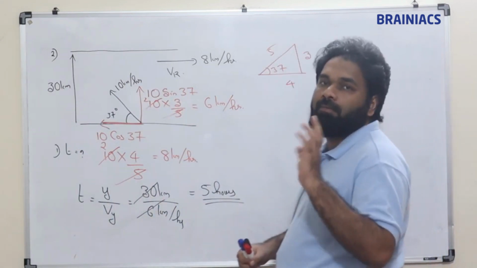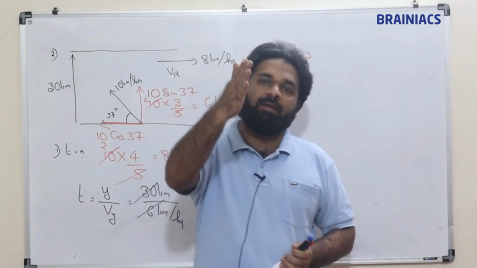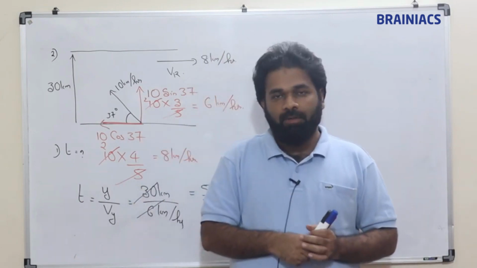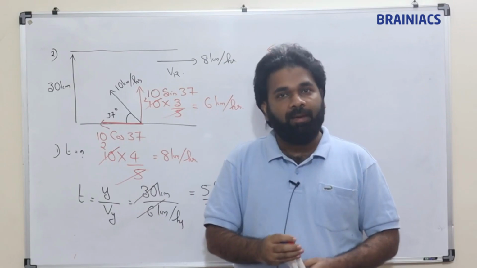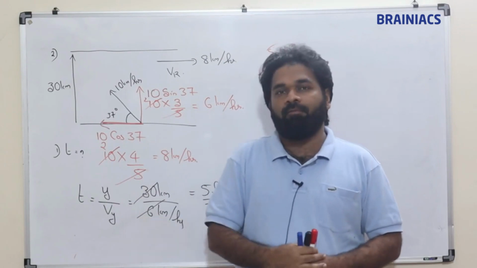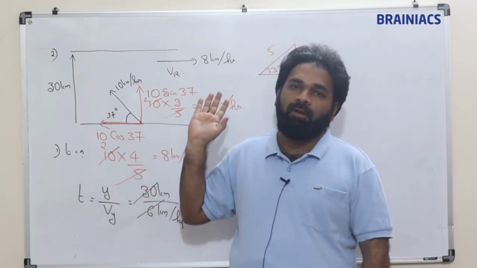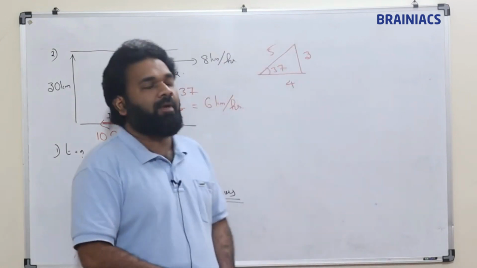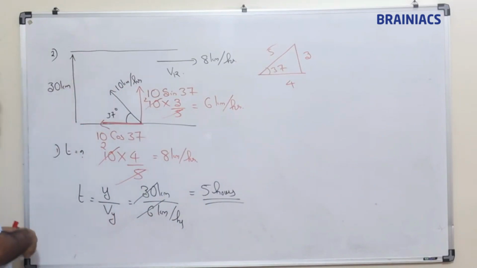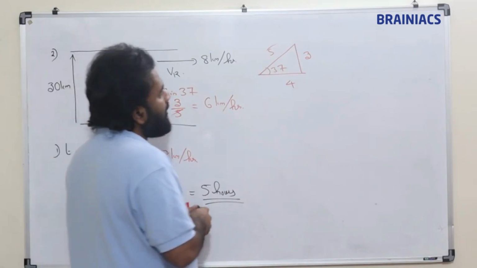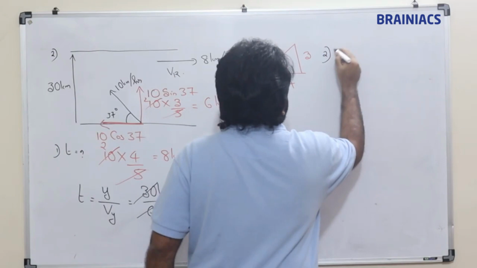Simply, if a swimmer is moving exactly in the opposite direction, that is his y component, and time can be found directly. Otherwise, resolve it, find the x component and y component, and time can be found from the y component. Now the next possible question is drift.